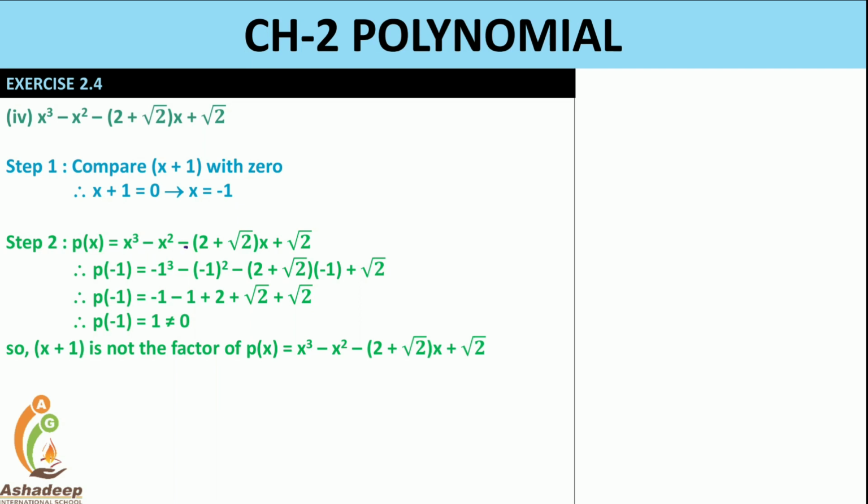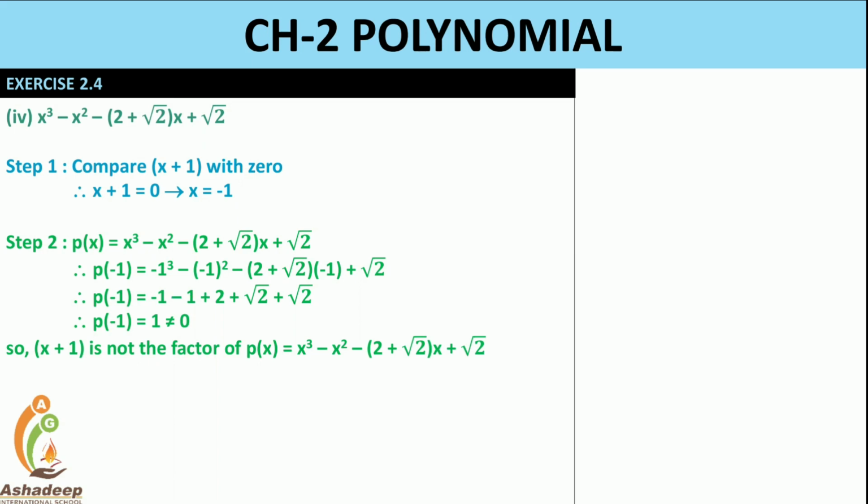Now if it is an odd power, the answer is negative. If it is an even power, the answer is positive. So minus 1. Now here minus 1 square becomes plus 1 and minus 1 is there. So minus 1 minus 1 minus 2 plus 2, it becomes 0. So this becomes 0.